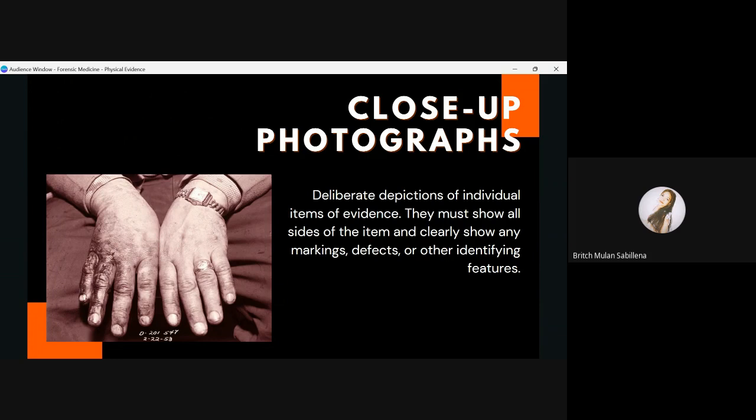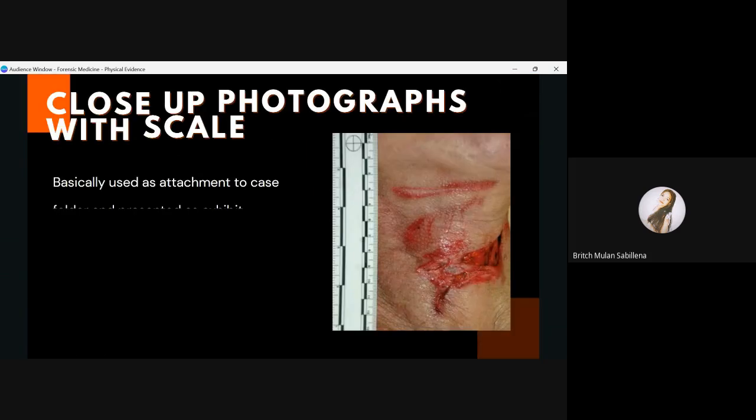By capturing detailed and accurate images of individual items of evidence, close-up photographs can help to establish the relevance and significance of the evidence in the investigation. They can also serve as important visual aids in court proceedings, allowing legal professionals and jurors to better understand the evidence and its implications. Next is the close-up photographs with scale.